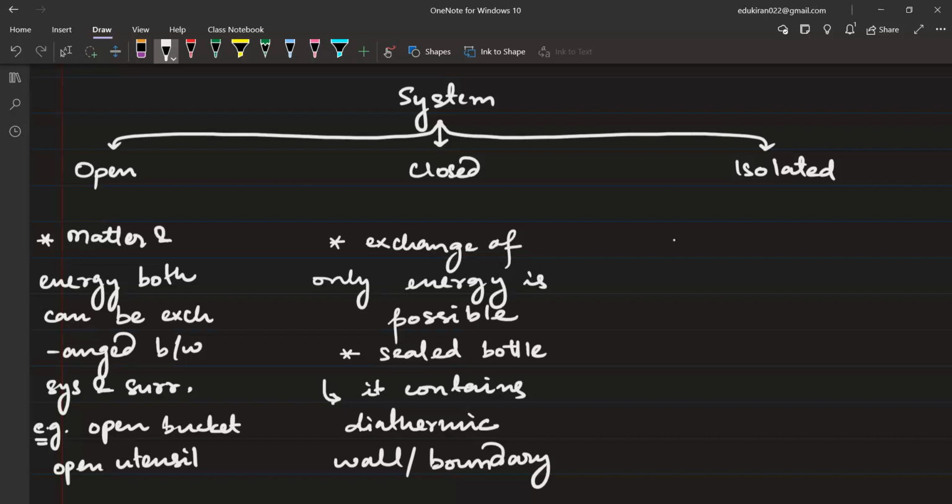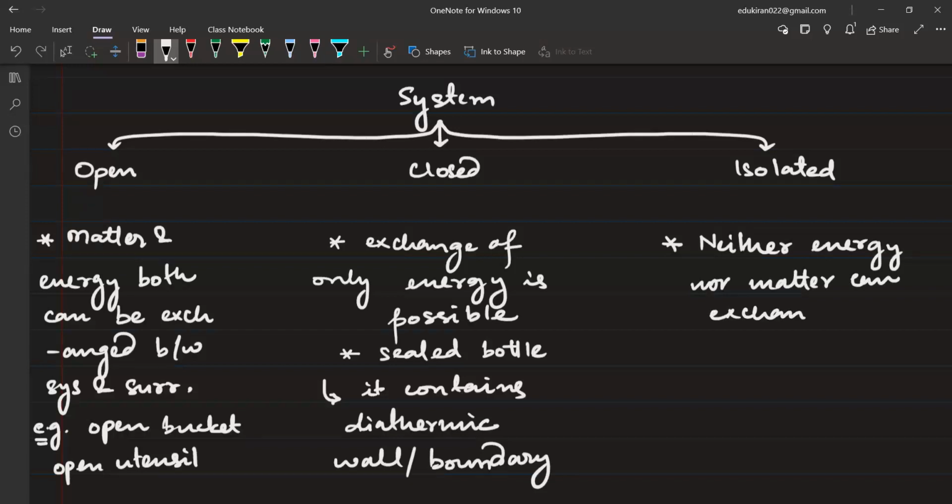In the last third case, isolated, you can't exchange matter or energy. Neither energy nor matter can be exchanged. For example, you have a vacuum flask.